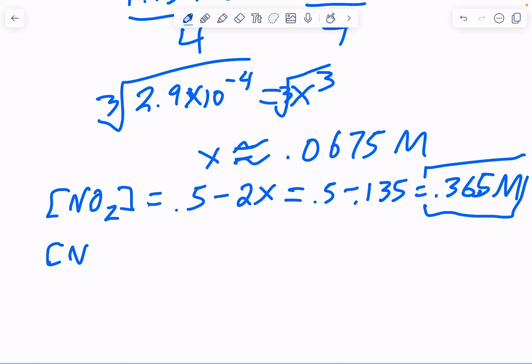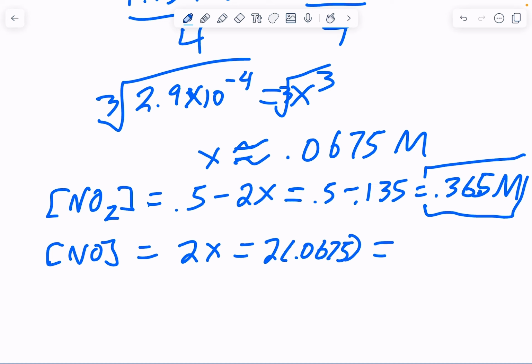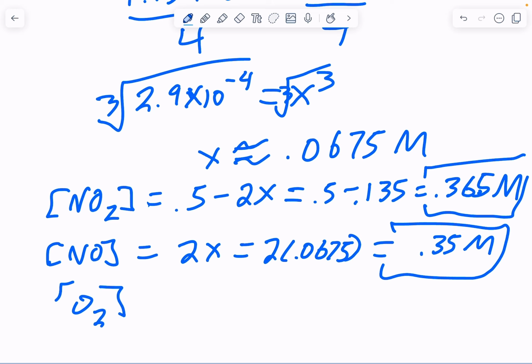Concentration of NO is going to be a lot easier. We just have to do 2 times x, which is 2 times 0.0675, which we will get approximately 0.135 molar. And for O2, the concentration of O2 is simply just x, which means the concentration is 0.0675. The concentration of O2 is just the x, which we had found earlier.